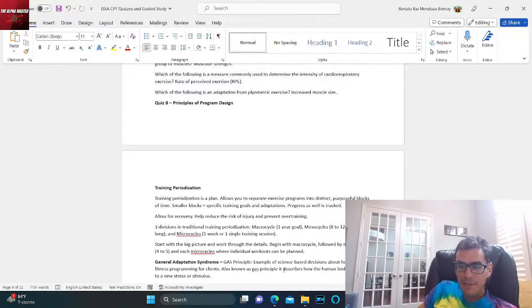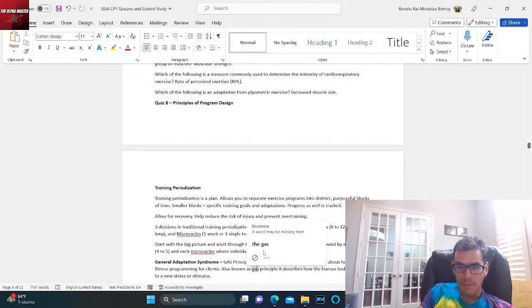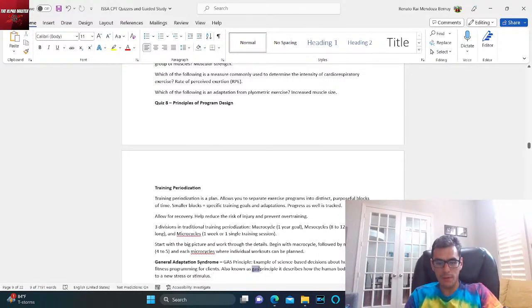The GAS principle is an example of science-based decisions about health and fitness programming for clients. Also known as the GAS principle, it describes how the human body responds to a new stress or stimulus.